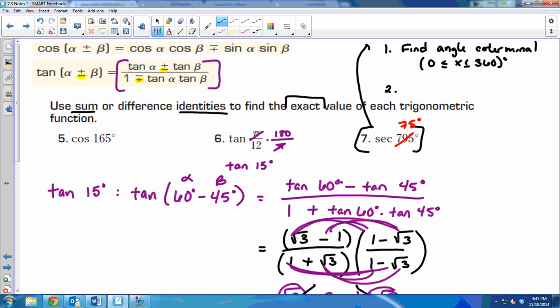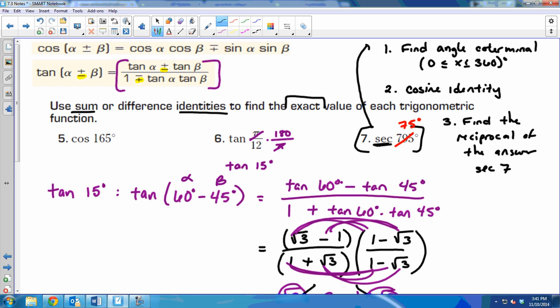We also don't have an identity for secant, so you're going to have to use the cosine identity. Again, you can use sum or difference to get 75 degrees. And since we're actually trying to find secant, at the end you'll have to find the reciprocal of the answer to get secant. That'll give you secant of 75 degrees. So a few extra steps, but still the same process.